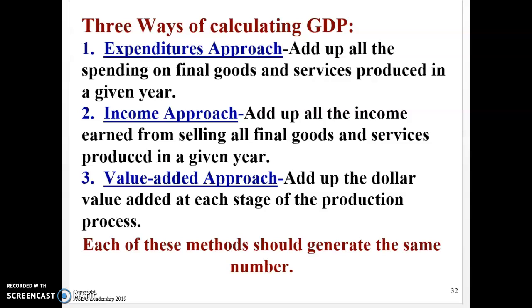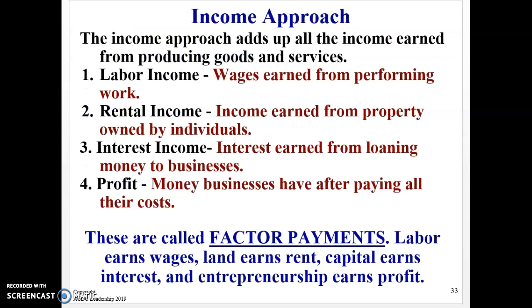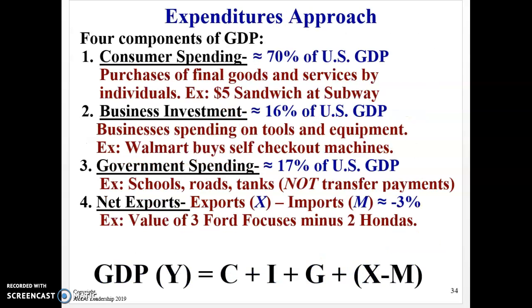There are 3 ways of calculating GDP. One is called the expenditures approach. We're looking at all the spending on the goods and services. One is called the income approach, looking at all the income earned. And one is called the value added approach, the dollar we add at each stage. I'm going to point out the income approach in particular is simply the backwards approach of our expenditure approach. We're adding up the labor, the rental, the interest, and the profits, or the factor payments. And all those things should add up to the things that we in fact do spend.